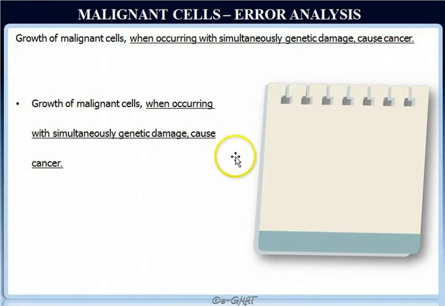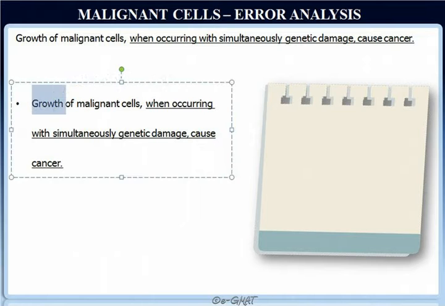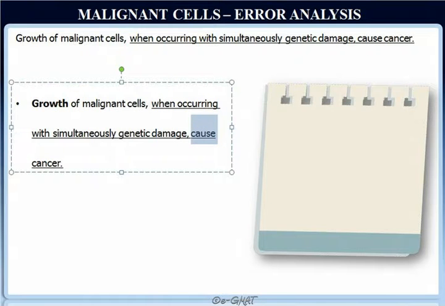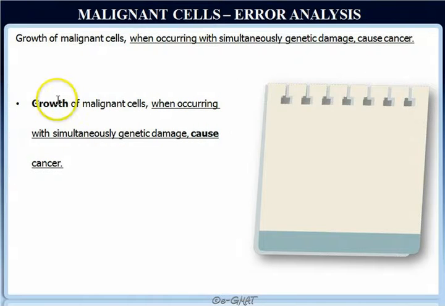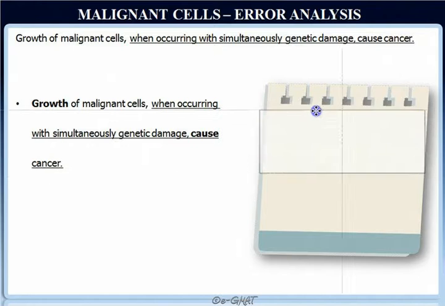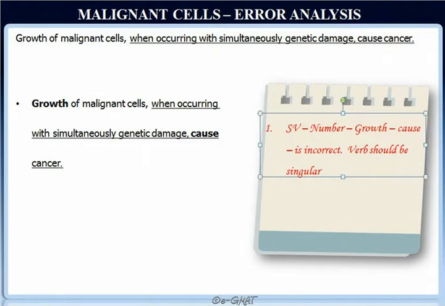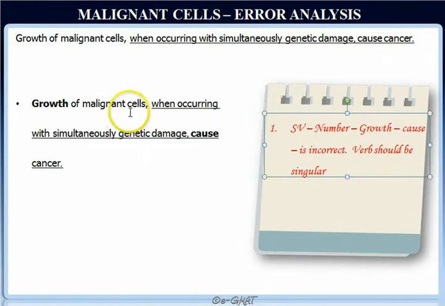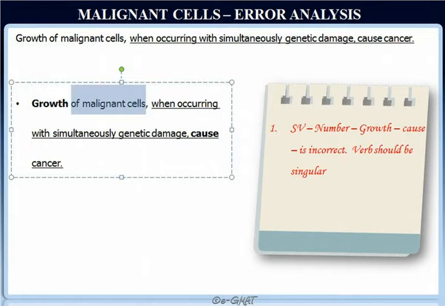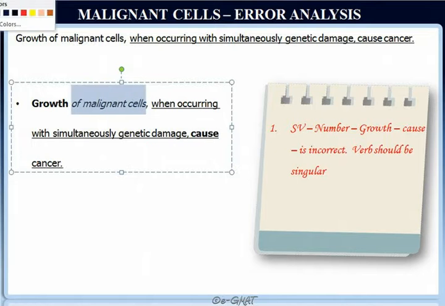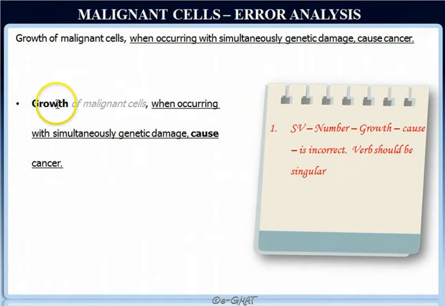So let's figure out what the subject verb pair is. So growth of malignant cells cause cancer. Here growth is a singular subject, whereas cause is a plural verb, and that's not correct. So we have a subject verb number agreement error here. Notice that of malignant cells is in the prepositional phrase, so this cannot be the subject of this clause. So the subject is growth. Growth of what? Growth of malignant cells. So it's a singular subject, so it should be causes and not cause.